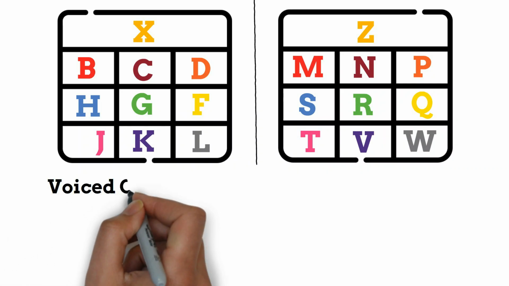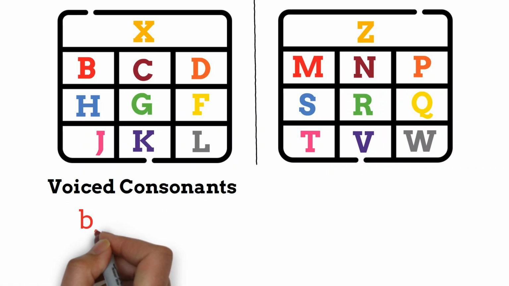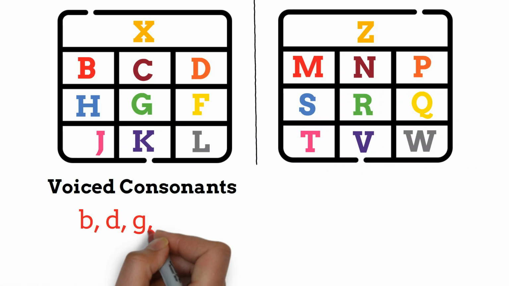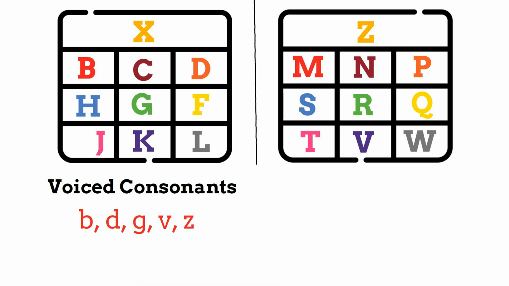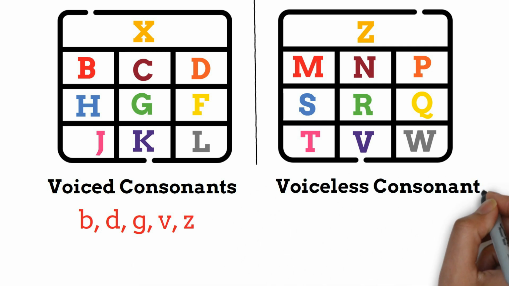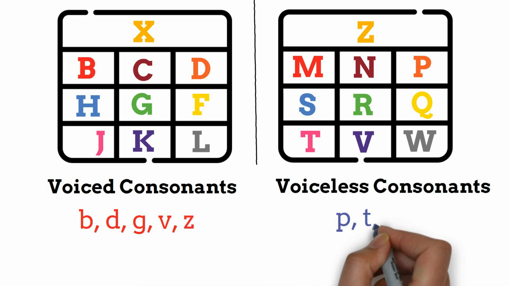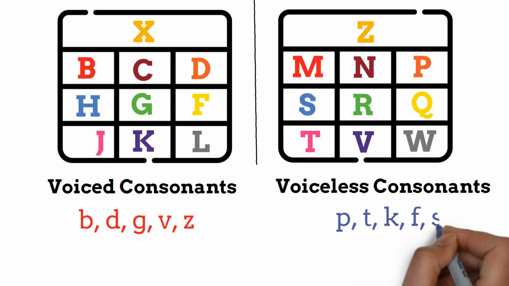Voiced consonants: B, D, G, V, Z. Voiceless consonants: P, T, K, F, S.